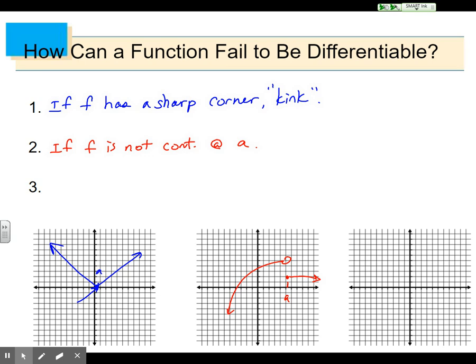And the last thing you have to watch out for is if f has a vertical tangent line at a. So suppose I'm moseying along and all of a sudden, whoosh, it just comes straight down. So right here at a, this would be a no-go. And why is that? Well, the reason is because the slope of my tangent line does not exist. I'm dividing by 0 right there. So that would be a no-go for it to be differentiable there.